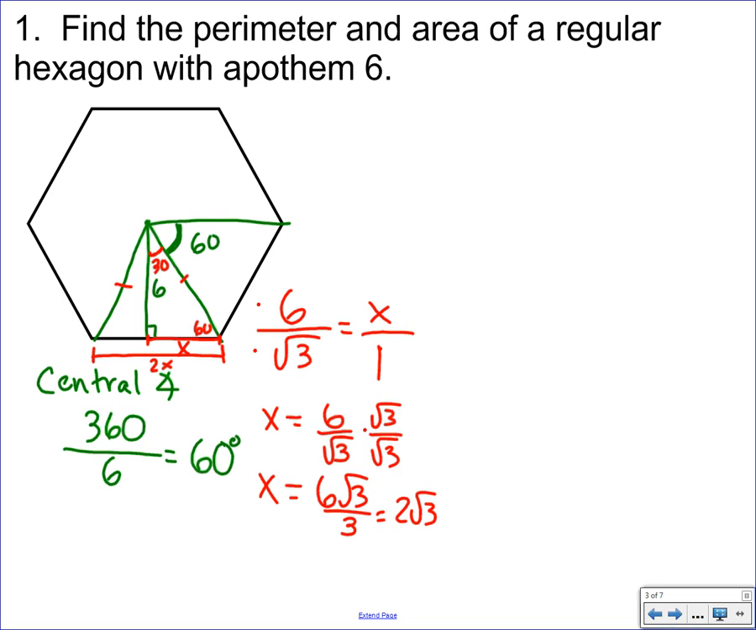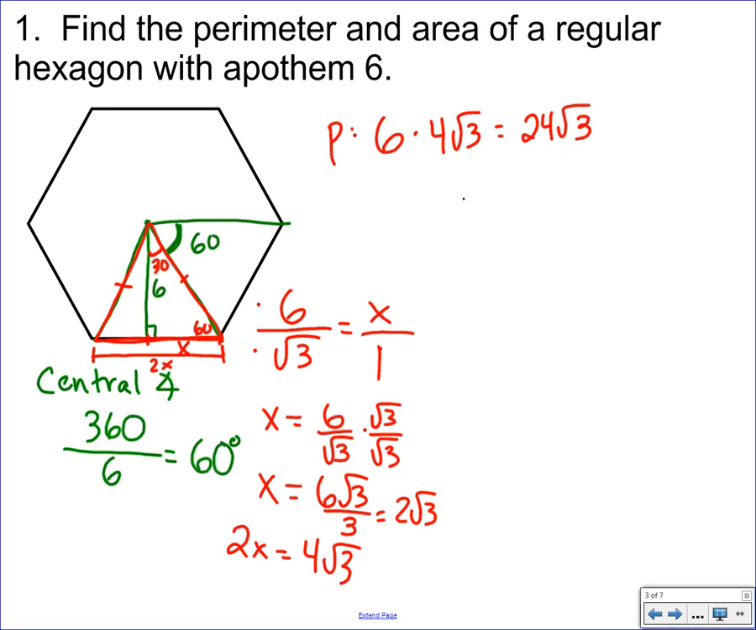So half the side length, since this is an equilateral triangle, it's also isosceles, but since it's equilateral, half the side length is 2 root 3. So twice, or the entire side length, is 4 root 3. So perimeter is going to be the number of sides, 6, times the side length, which is 4 root 3. So that's going to be 24 root 3. Area is 1/2 the apothem times the perimeter.